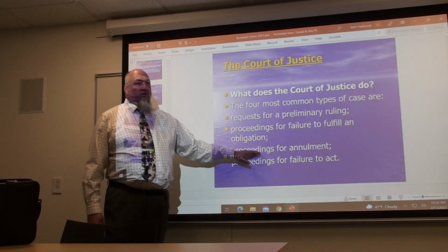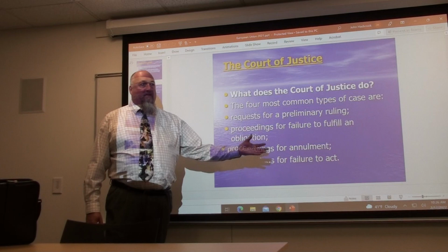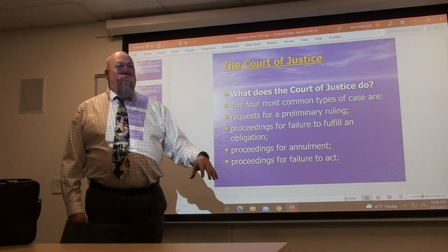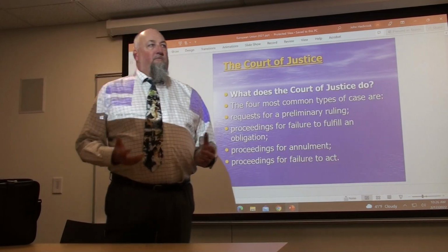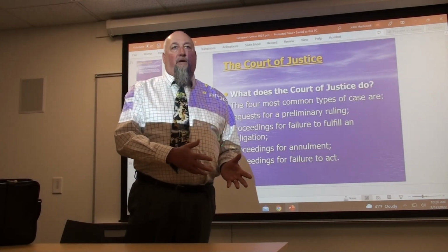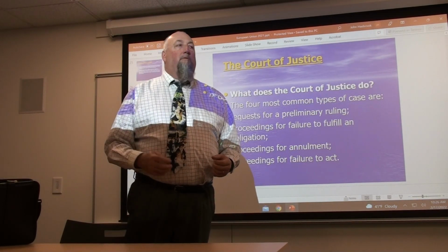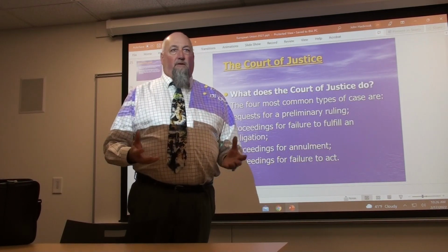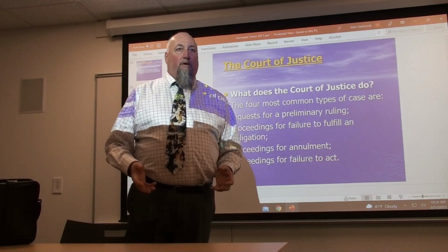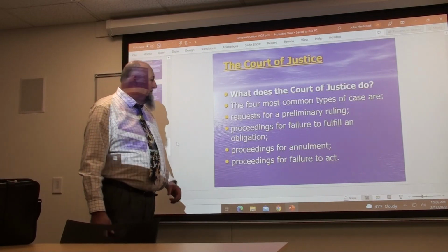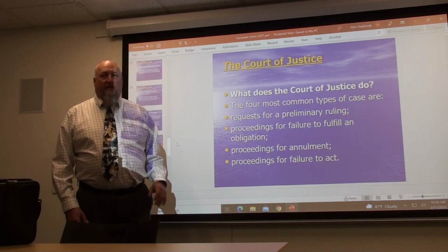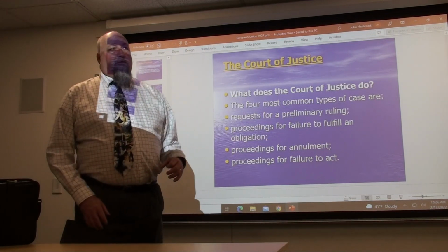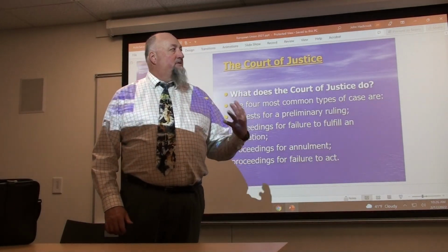Proceedings for annulment, that is to overturn a law that violates European Union law. So if a member state had a law internally that conflicted with EU rules and regulations, that could be annulled. We would call that unconstitutional if it violated the US Constitution, that same kind of idea. And failure to act, which is kind of similar, failure to fulfill an obligation. So these are the 4 primary cases.